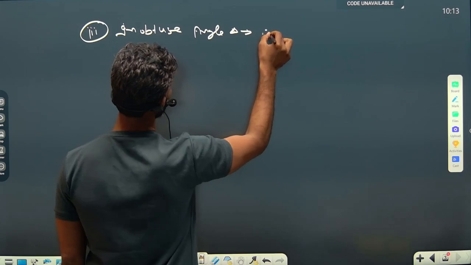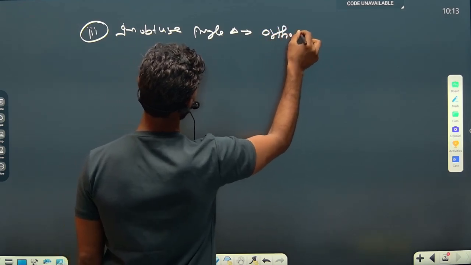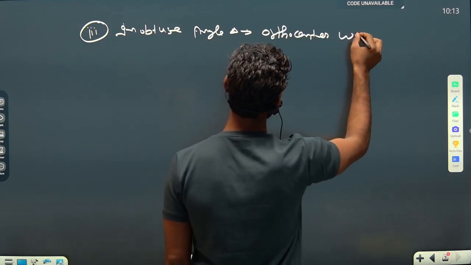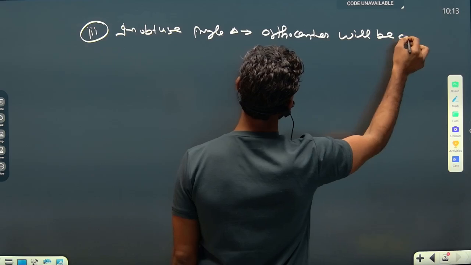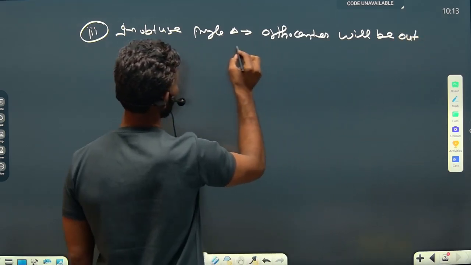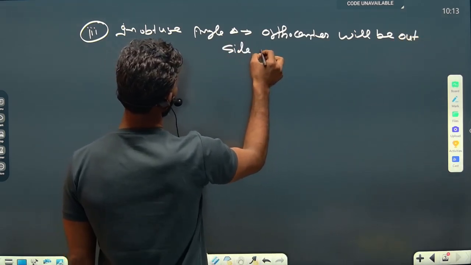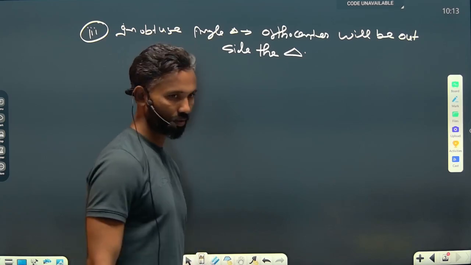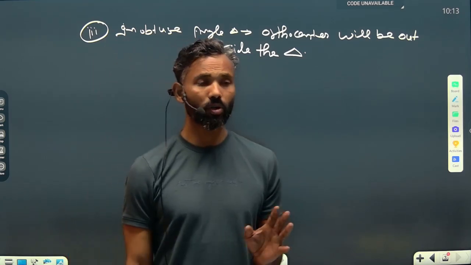Orthocenter will be outside the triangle. So these three things you have to keep in your mind. Okay, so that's enough for the orthocenter.